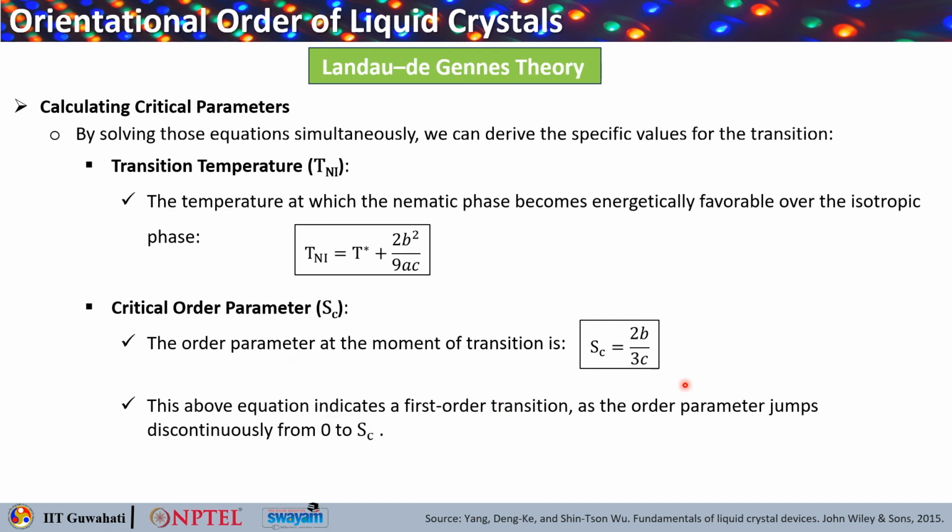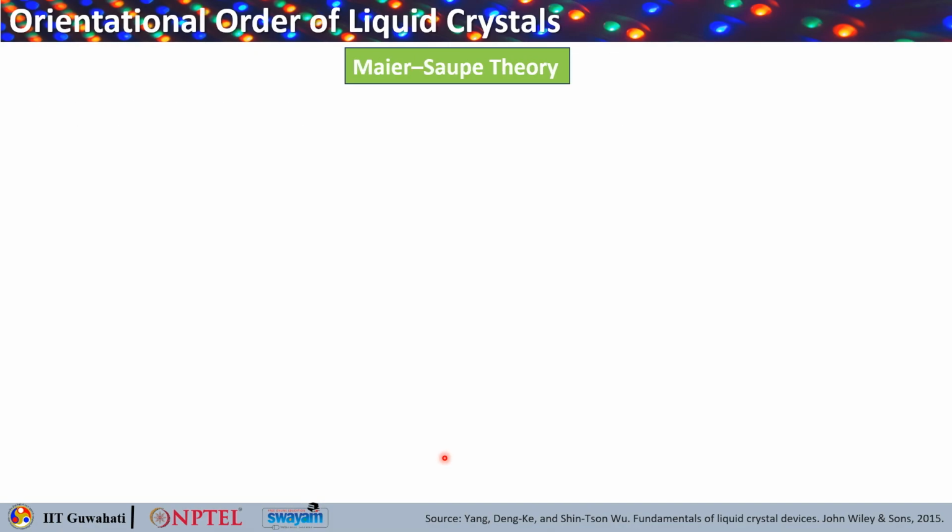Now, this equation basically indicates a first order transition, as the order parameter jumps discontinuously from 0, because when it was isotropic it was 0, and at the moment of transition to nematic, it is SC. So, there is a discontinuous jump from 0 to SC.